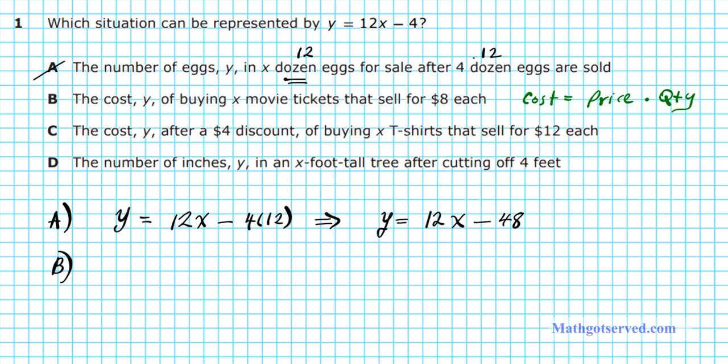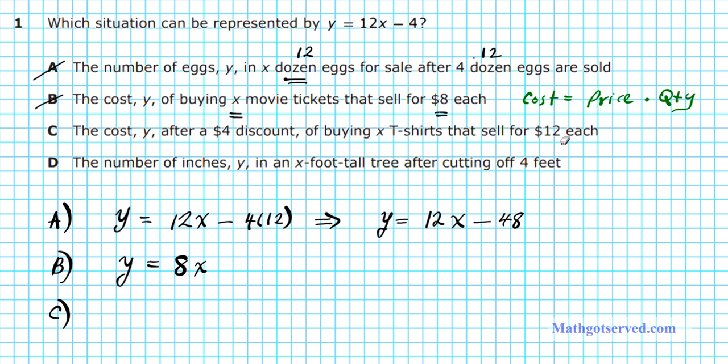All right. So we have a total cost of y here, and the unit cost is $8 each. So the cost is going to be the price times the quantity. This is the price. How many tickets were bought? x tickets were bought. So when we do price times quantity, we're going to have 8 as the price times the quantity of x. You can clearly see that that's not the same as this option. Let's drop that.